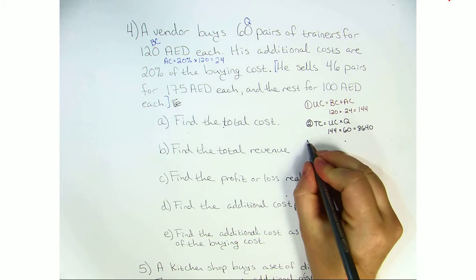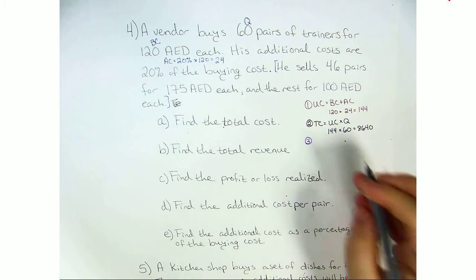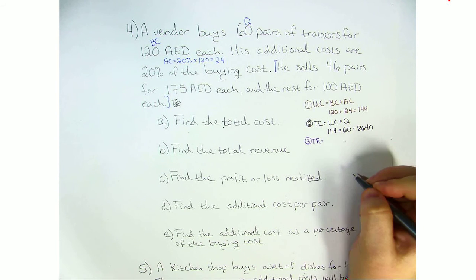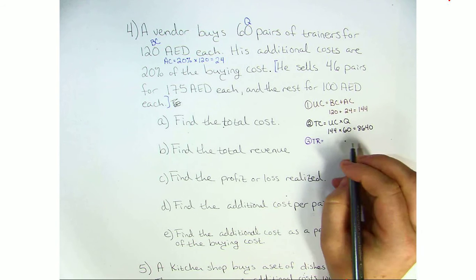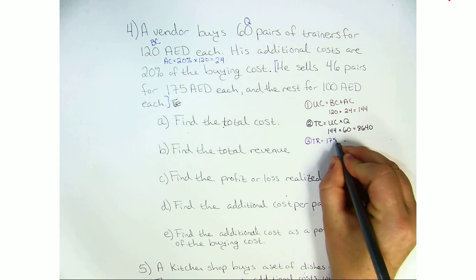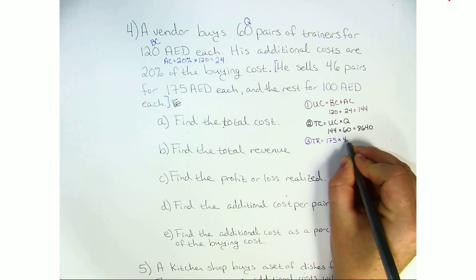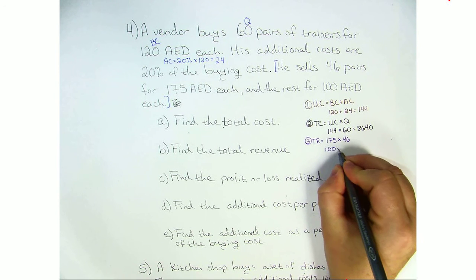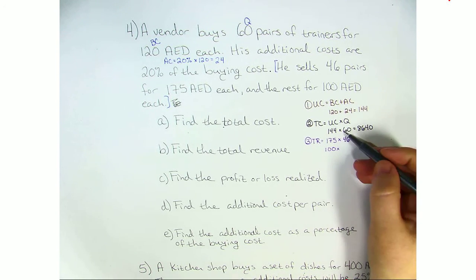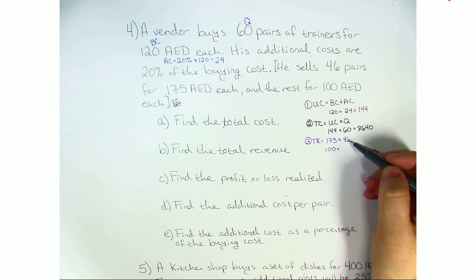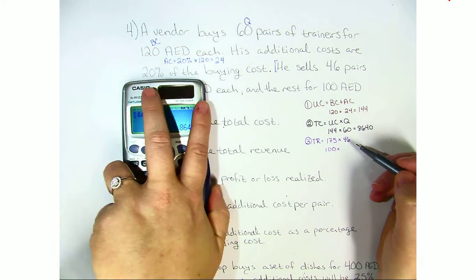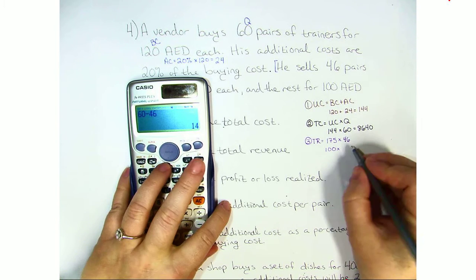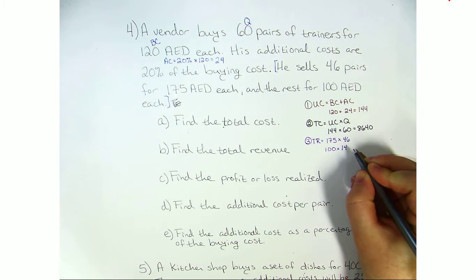Following that, we need to do total revenue, and this is where sometimes it gets a little bit tricky, because he sold them to 2 different places. The first place, he sold 175 dirhams, 46 pair. And the other place were sold for 100 dirhams, and it says the rest. Now here, we had 60 total. 46 of them are gone. So if we do some very basic subtraction, 60 minus 46, we get that there are 14 left.